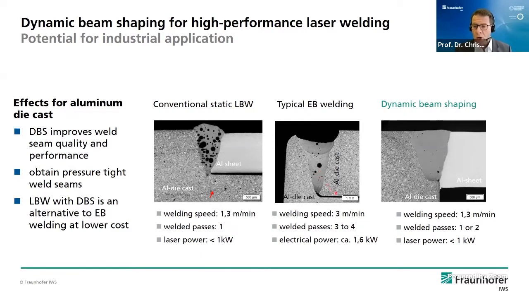So our approach to tackle this problem is to use dynamic beam shaping, and I will show you in the next slides how this works, in order to minimize the porosity of the weld seam. And the result is shown here, and I think it's a very impressive result, showing only minor porosity here, which is really not critical for the application.